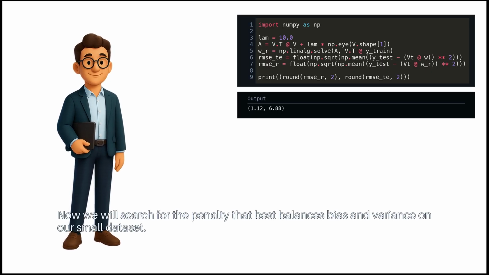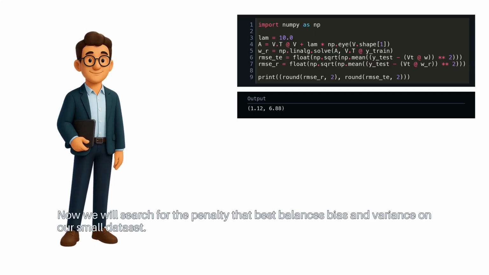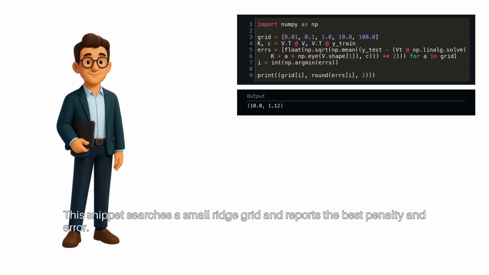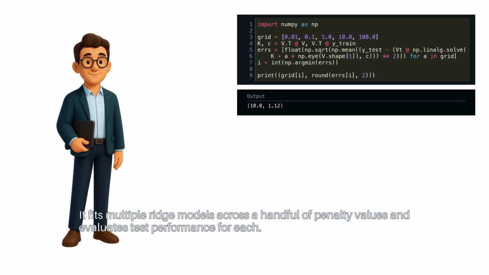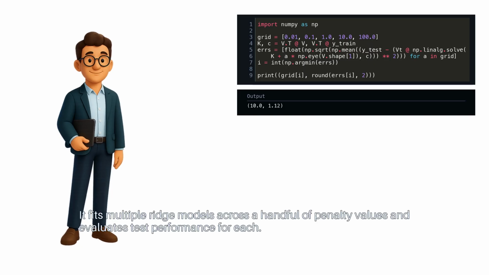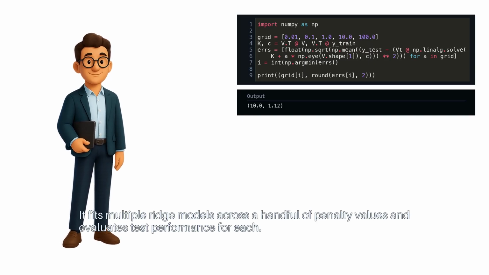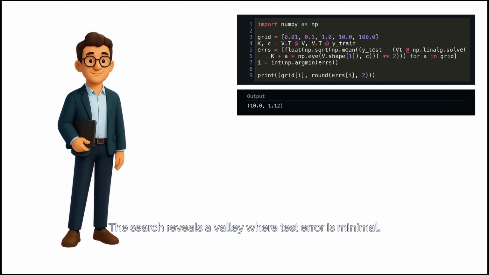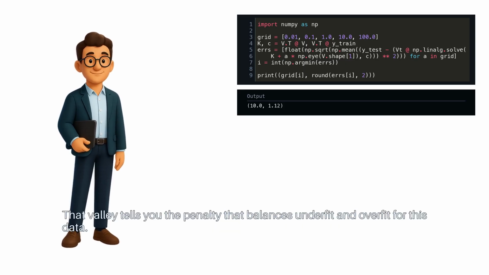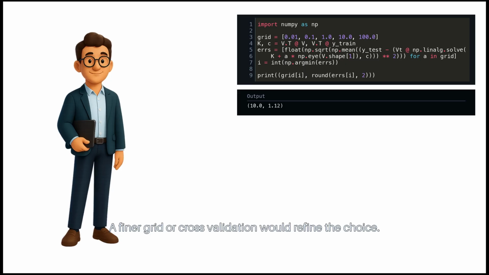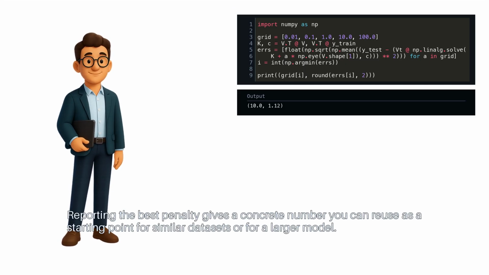Now we will search for the penalty that best balances bias and variance on our small dataset. This snippet searches a small ridge grid and reports the best penalty and error. It fits multiple ridge models across a handful of penalty values and evaluates test performance for each. The search reveals a valley where test error is minimal. That valley tells you the penalty that balances underfit and overfit for this data. A finer grid or cross-validation would refine the choice. Reporting the best penalty gives a concrete number you can reuse as a starting point for similar datasets or for a larger model.